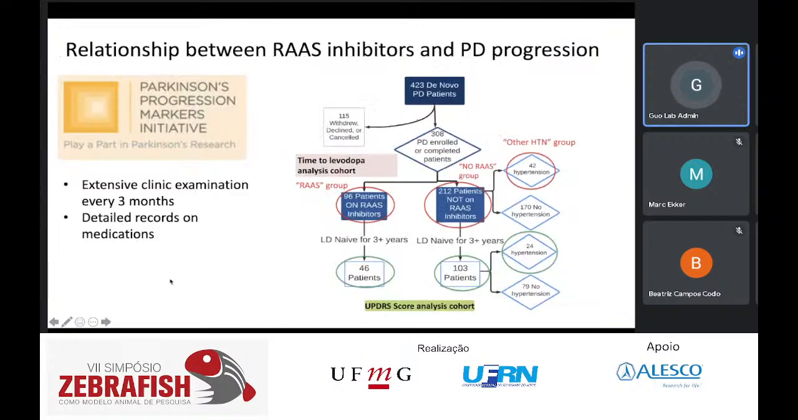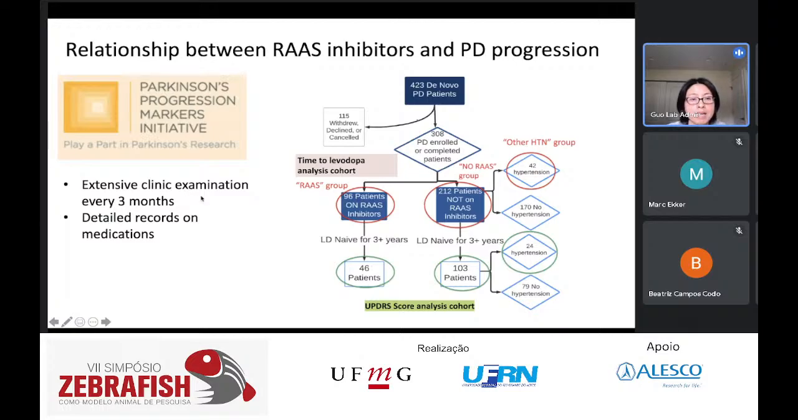So the ultimate thing we want to know is, are RAS inhibitors actually useful in human Parkinson's disease patients? We are able to address this question because RAS inhibitors have been widely used as blood pressure regulating medications, including in PD patients. So we utilized data available from the Parkinson's Progression Markers Initiative, the PPMI database, which has been put together through the Michael J. Fox Foundation.